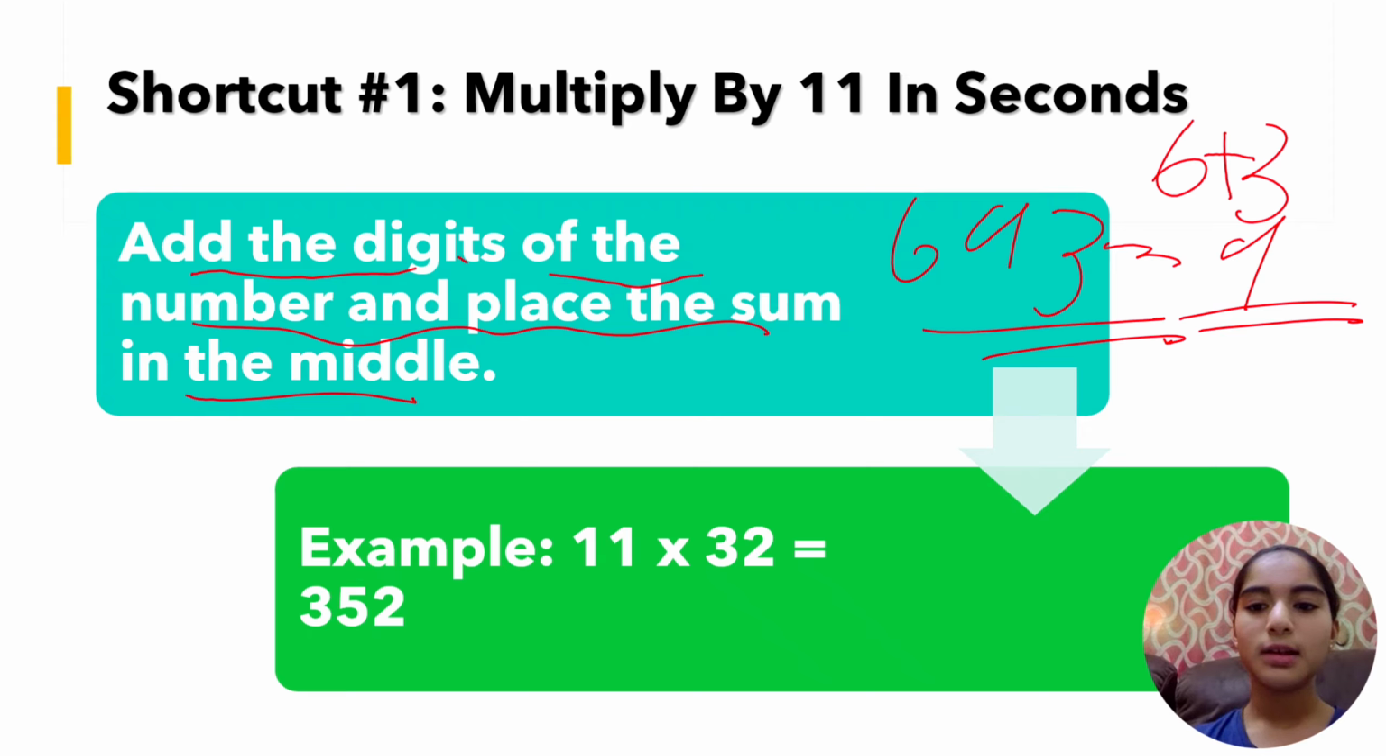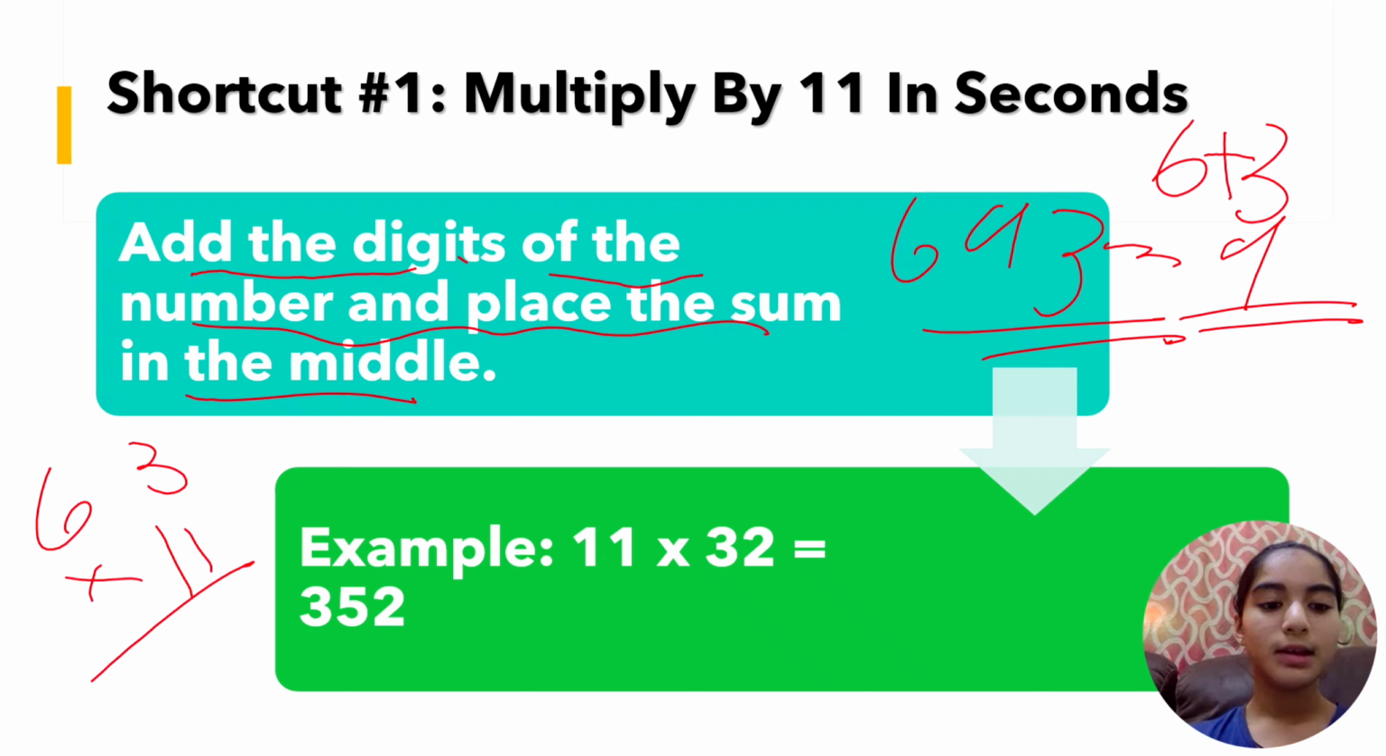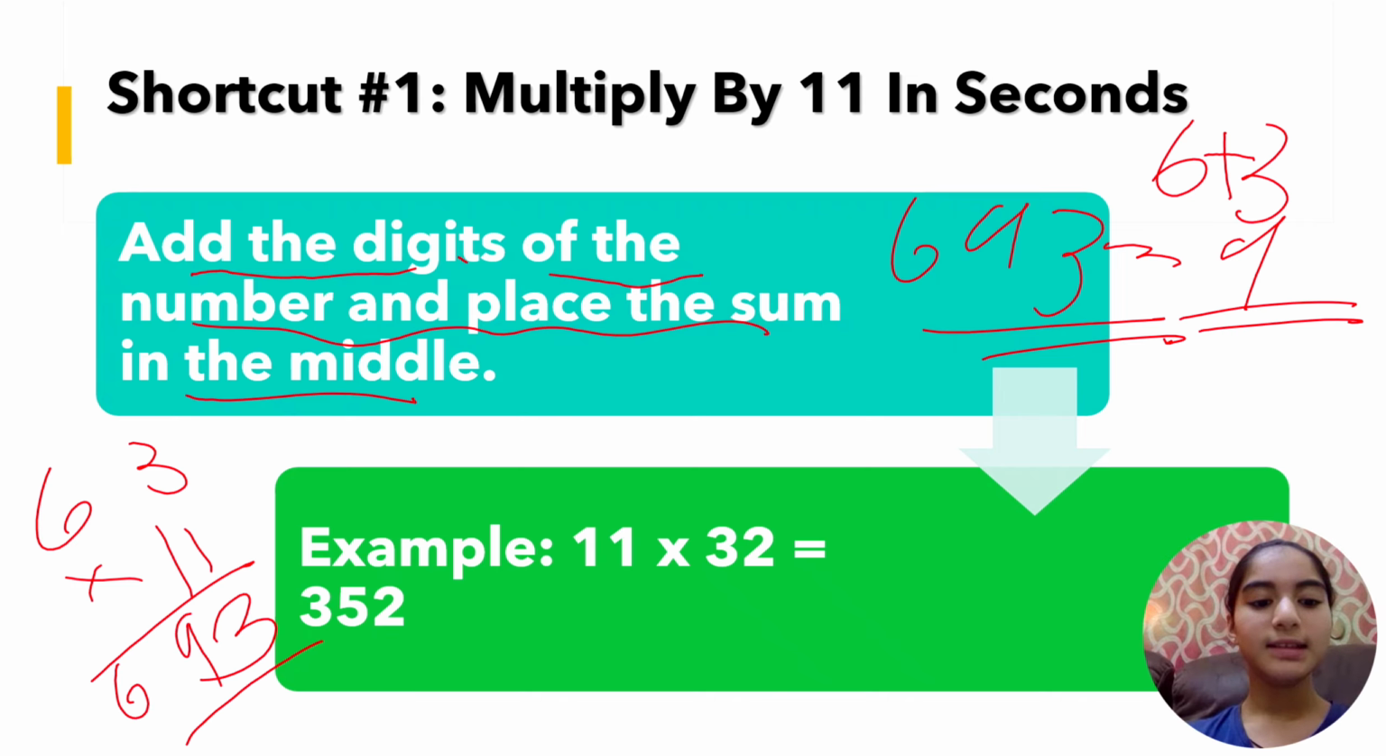693. Let's see if it's right. So let me just do 63 times 11. 11 3s are 33. 11 6s are 66. Count the 3 as well: 67, 68, 69. 693 is the correct answer.